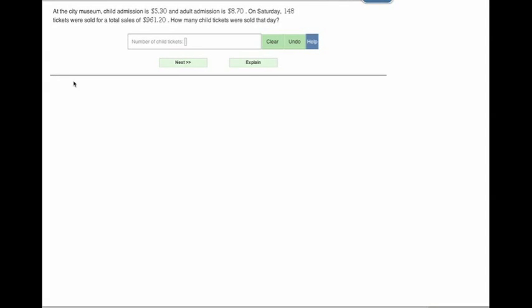Solving a value mixture problem using a linear equation.